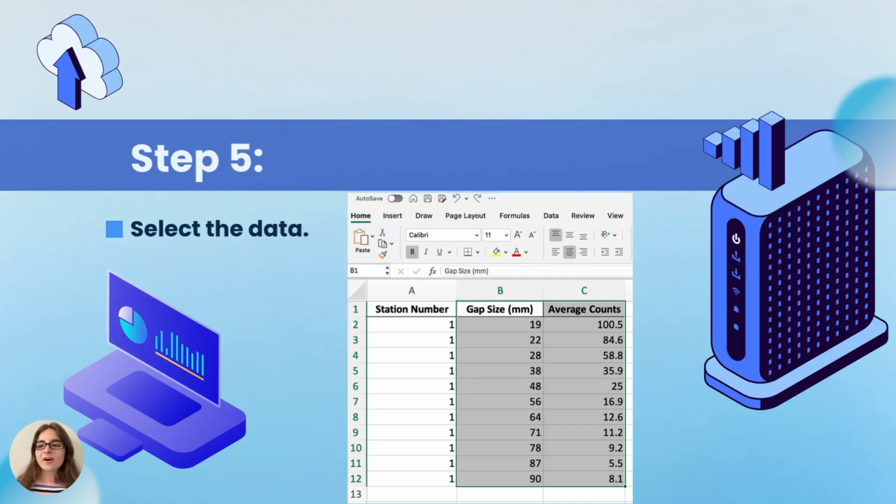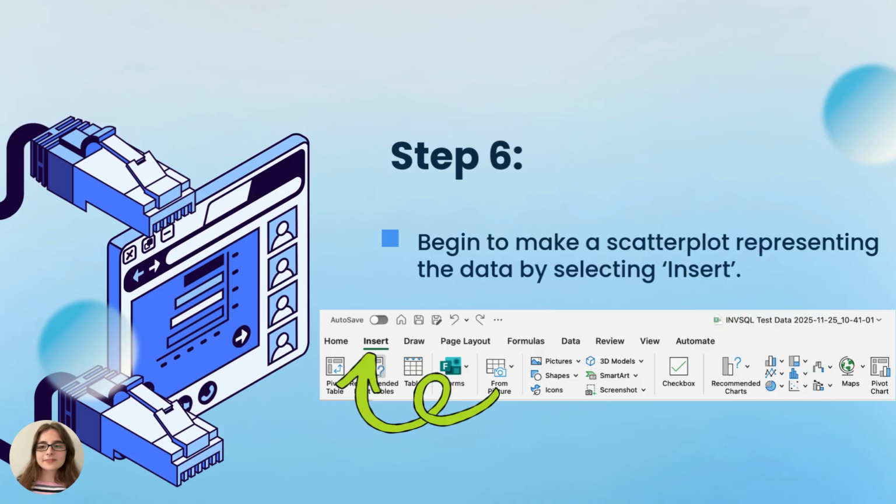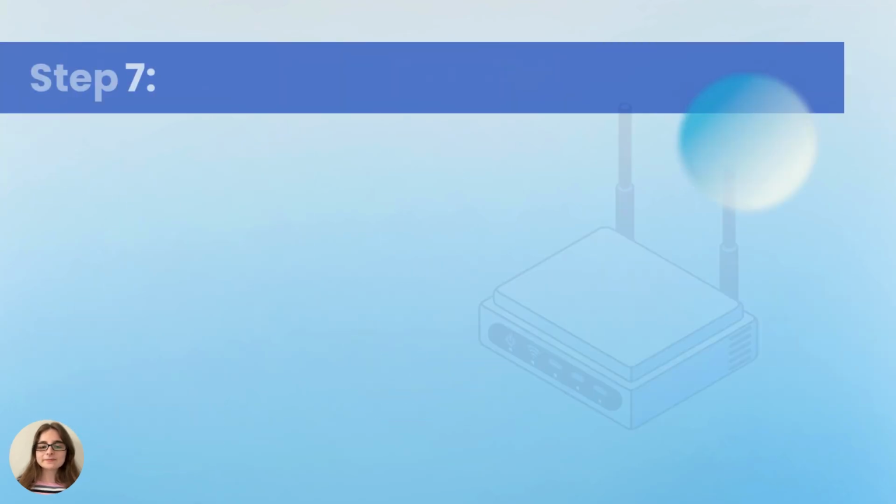Click and drag to highlight the data you want to plot. Include the relevant columns such as gap size and average counts. Go to the Insert tab on the Excel ribbon. This is where you can create charts and graphs.